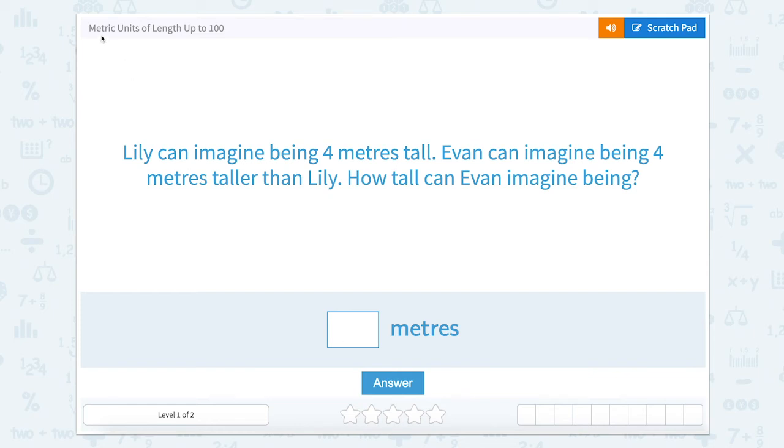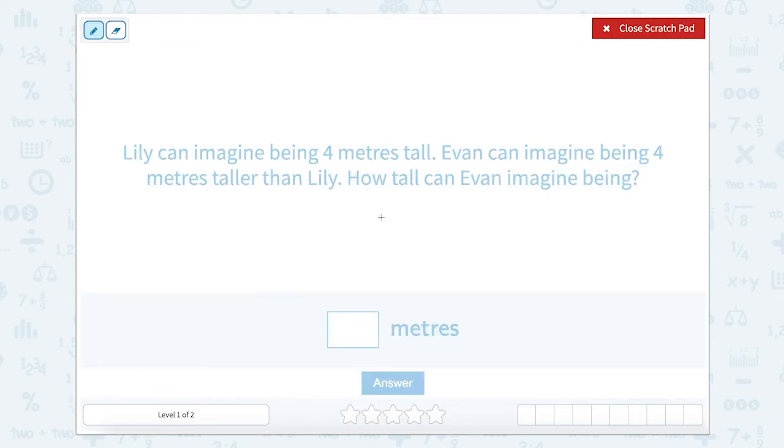Let's work on metric units of length up to 100. Lily can imagine being 4 meters tall. Evan can imagine being 4 meters taller than Lily. How tall can Evan imagine being? Let's use our scratch pad to help us.